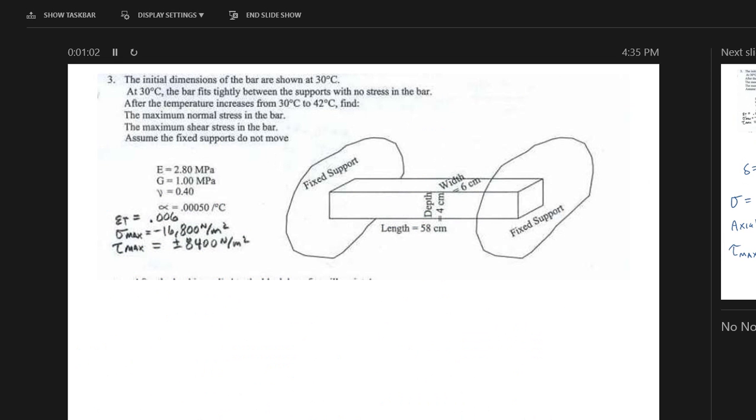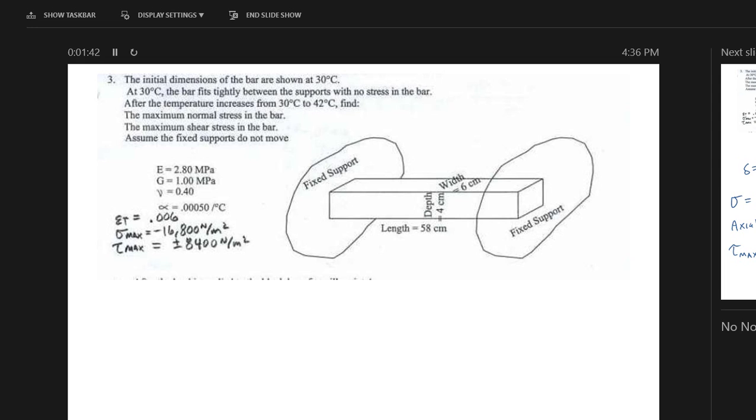Initial dimensions of the bar are shown at 30 degrees C. There's no stress at 30, then it goes up to 42. Find the maximum normal stress and maximum shear stress in the bar. So when the temperature goes up, the bar is going to try and lengthen, but the walls won't allow that. So the bar will be in compression or tension. Is this where we have to find the new equilibrium? It's not quite that complicated, no. Because it's going to expand and then. Yeah, the walls aren't going to change.